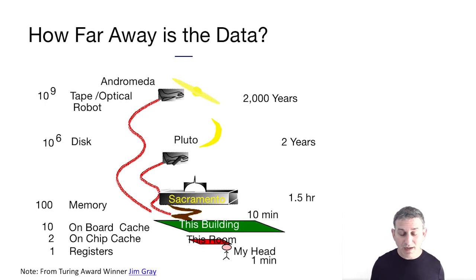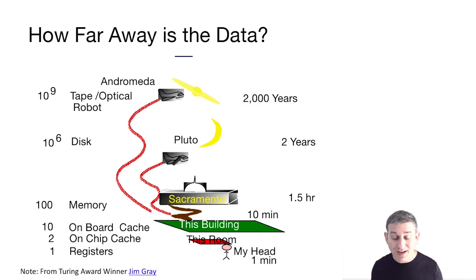Going to memory might be like going from San Francisco to Sacramento, which is where Jim Gray lived in San Francisco. So that's about a 1.5 hour drive. Going to disk is like going to Pluto. All right, and then of course going to some cloud service, tape optical robot, whatever, that might be infinitely far away, like the Andromeda Galaxy. Okay, so these are the orders of magnitude we're talking about.